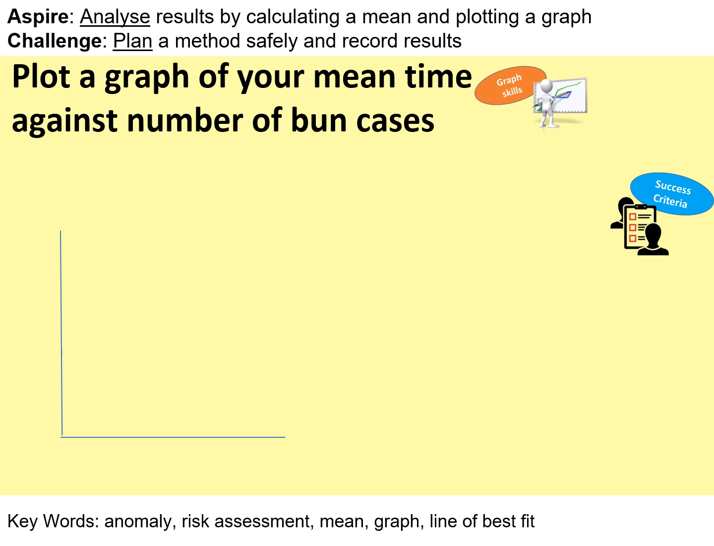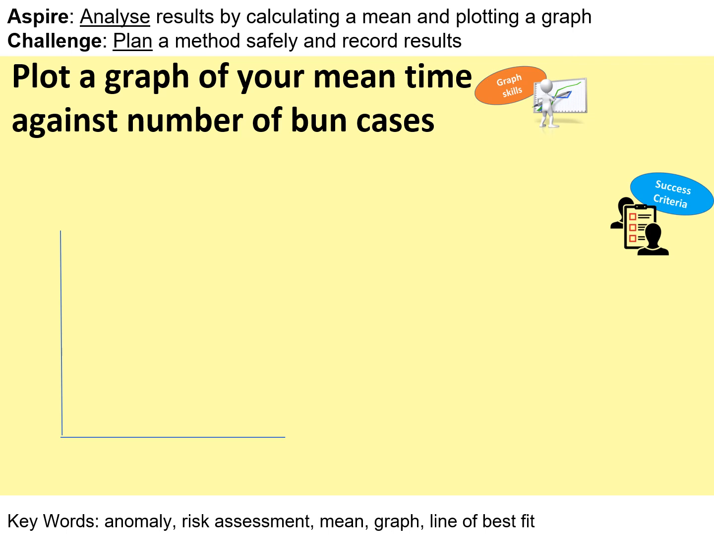So now you have some of your results, you should be able to draw a graph, okay? So it's a graph of the mean time. Make sure you worked out the mean by adding those three together and then dividing them by 3, and then the number of bun cases. Now remember, on a graph, the thing that you changed, which in this case was the number of bun cases, that is the independent variable, because that's what we changed. And that will go along the bottom on the x-axis, as it's called in maths.